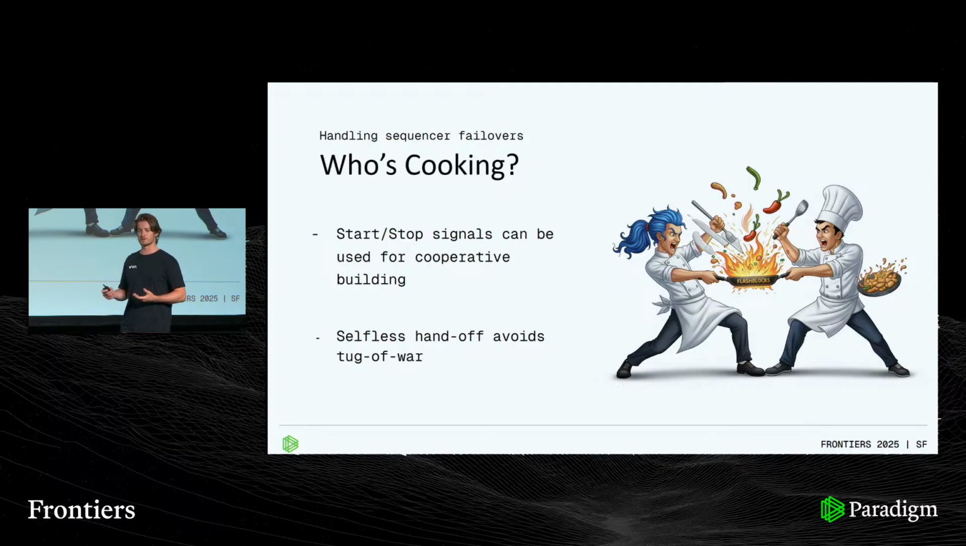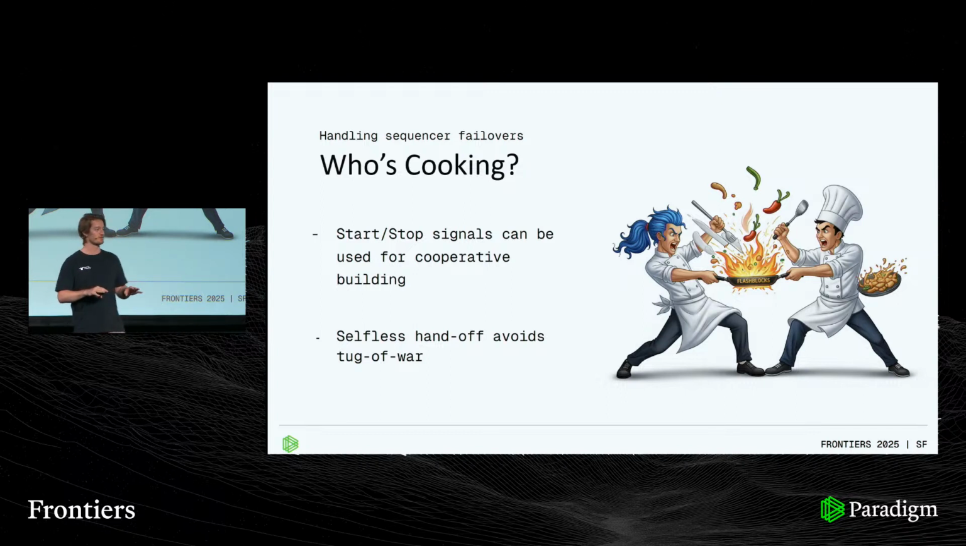So basically how it works is a sequencer failover happens, and a new builder starts building, but they're going to say, hey, I want to start building. They publish that to the network. The current builder will receive that and go, oh, OK, I'll stop. And they publish that stop signal to the network. And then when the new builder receives that, they can go ahead.